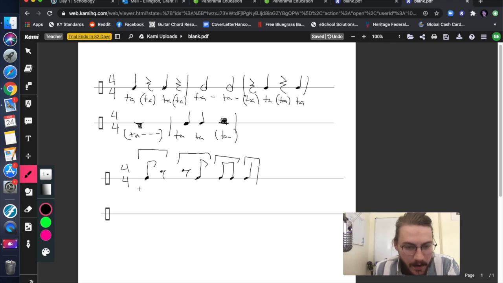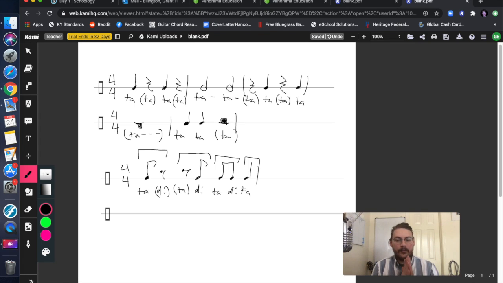So we have ta. Then we would go di here usually, but because it's silent, we'll put it in parentheses. This ta is in parentheses. This would be di. Tadi. Ta.